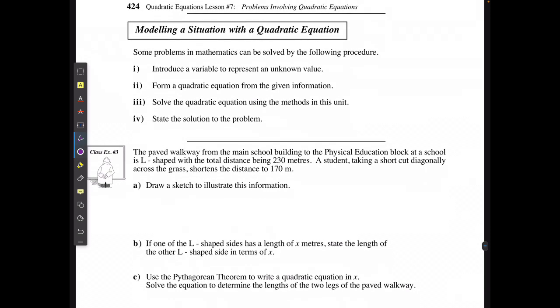If I'm modeling a situation with a quadratic equation, the first thing is I introduce a variable to represent an unknown value. Sometimes I'll tell you what the variable is going to be. More often than not, the variable is x. I need to form a quadratic equation from the given information, which means that it should have an x squared. Otherwise, it's just going to be a linear equation, and I've done something wrong. Then I'm going to solve it using either graphing, factoring, or the quadratic formula, and then state the solution to the problem.